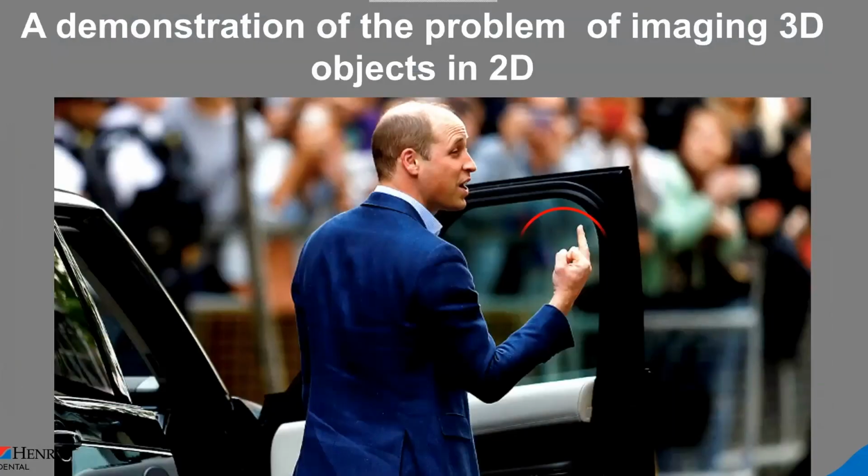All right, so what is the problem of imaging 3D objects in 2D? Well, here's a shocking picture. Here we have Prince William, and it looks like he's flipping off the Associated Press. And we're all thinking, man, he was such a nice guy. What happened? I mean, definitely a shocking picture. And yet, if you look at him from the front, he's actually saying, I now have 3 children.